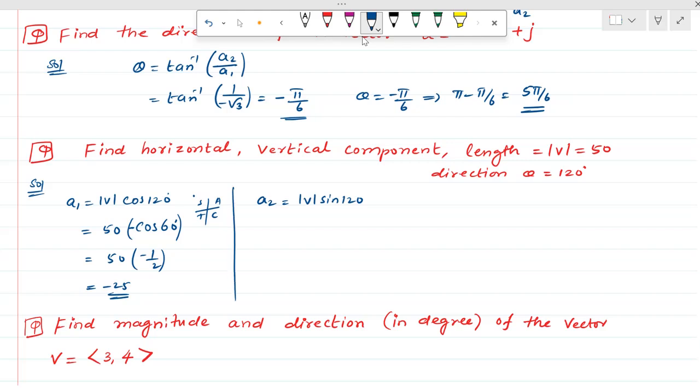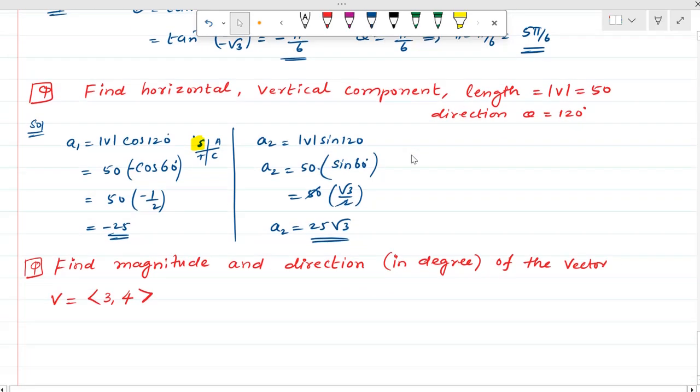What about the vertical component? The 50 stays as it is, but here it is in the second quadrant. The sign is positive, sine 60. If you subtract from 180, it is positive, since it is the second quadrant, the sign is positive here. Now what is the answer here? 50 root 3 over 2. So if you cancel, it becomes 25 root 3. This is the vertical component.